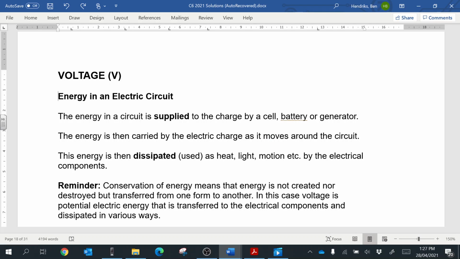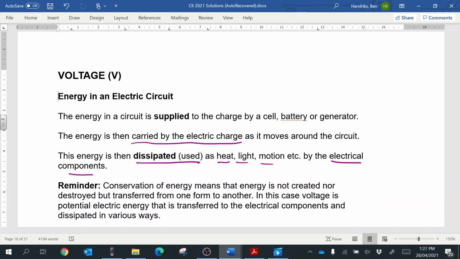So we're looking at voltage in this lecture, and voltage, we can think of that as the energy in an electric circuit. So the energy in a circuit is supplied to the charge by a cell, battery or a generator. The energy is then carried by the electric charge as it moves around the circuit. It is then dissipated or used as heat, light, motion by electrical components.